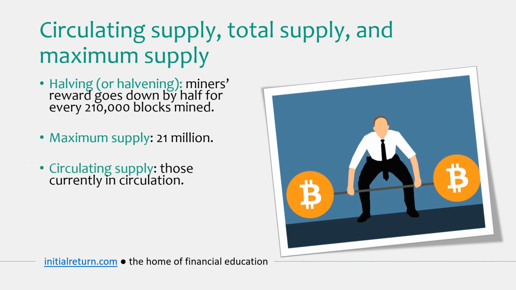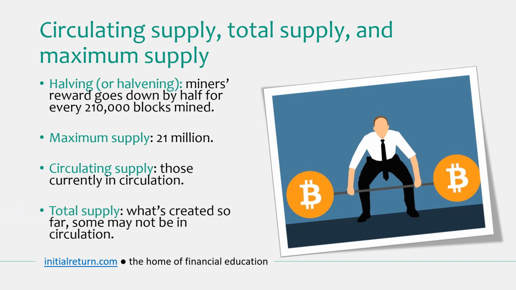But there are some other related concepts as well. So one is, for example, circulating supply. So this is the number of coins that are currently in circulation, but that shouldn't be confused with total supply, which is the amount created so far, but some of the total supply may not be in circulation. Again, this might have implications for the price of that coin.